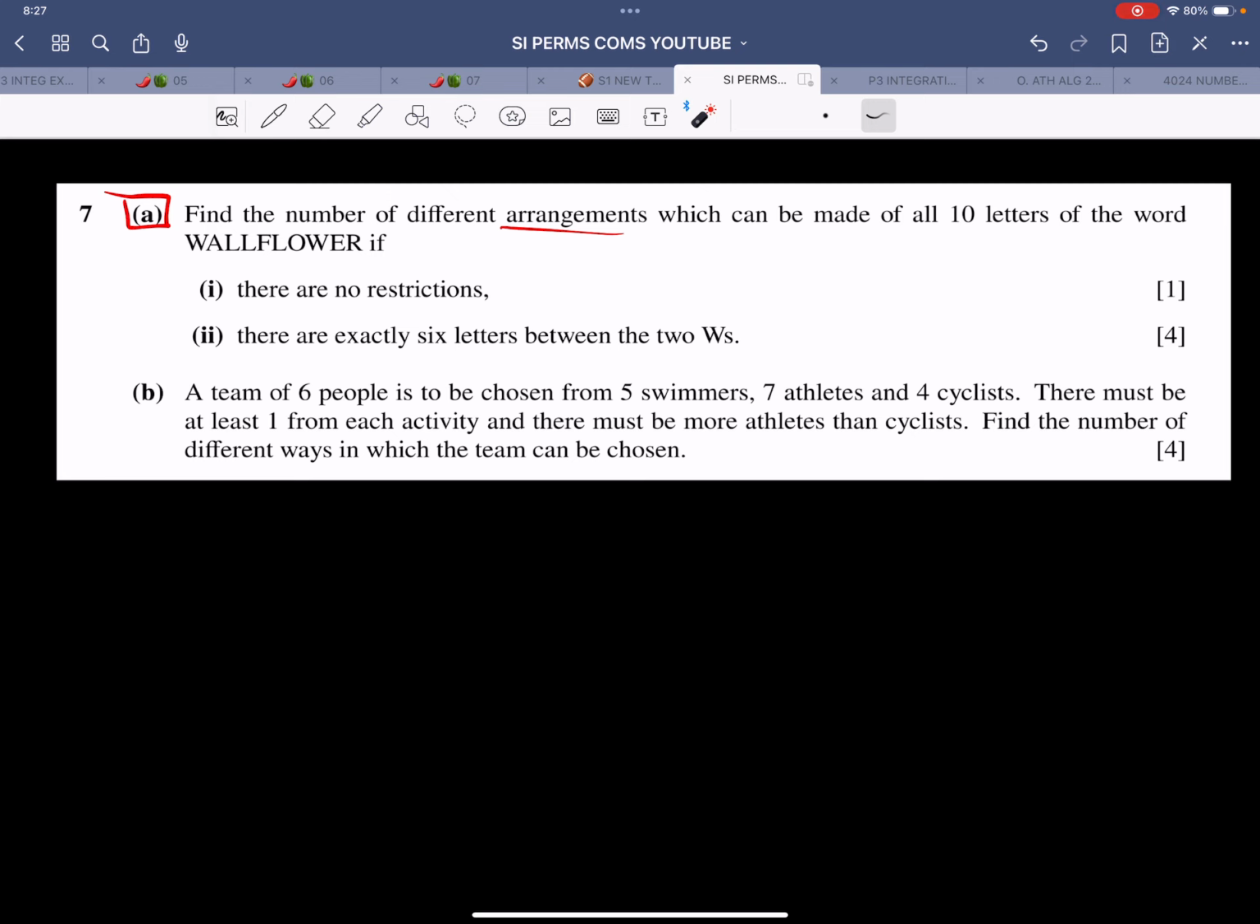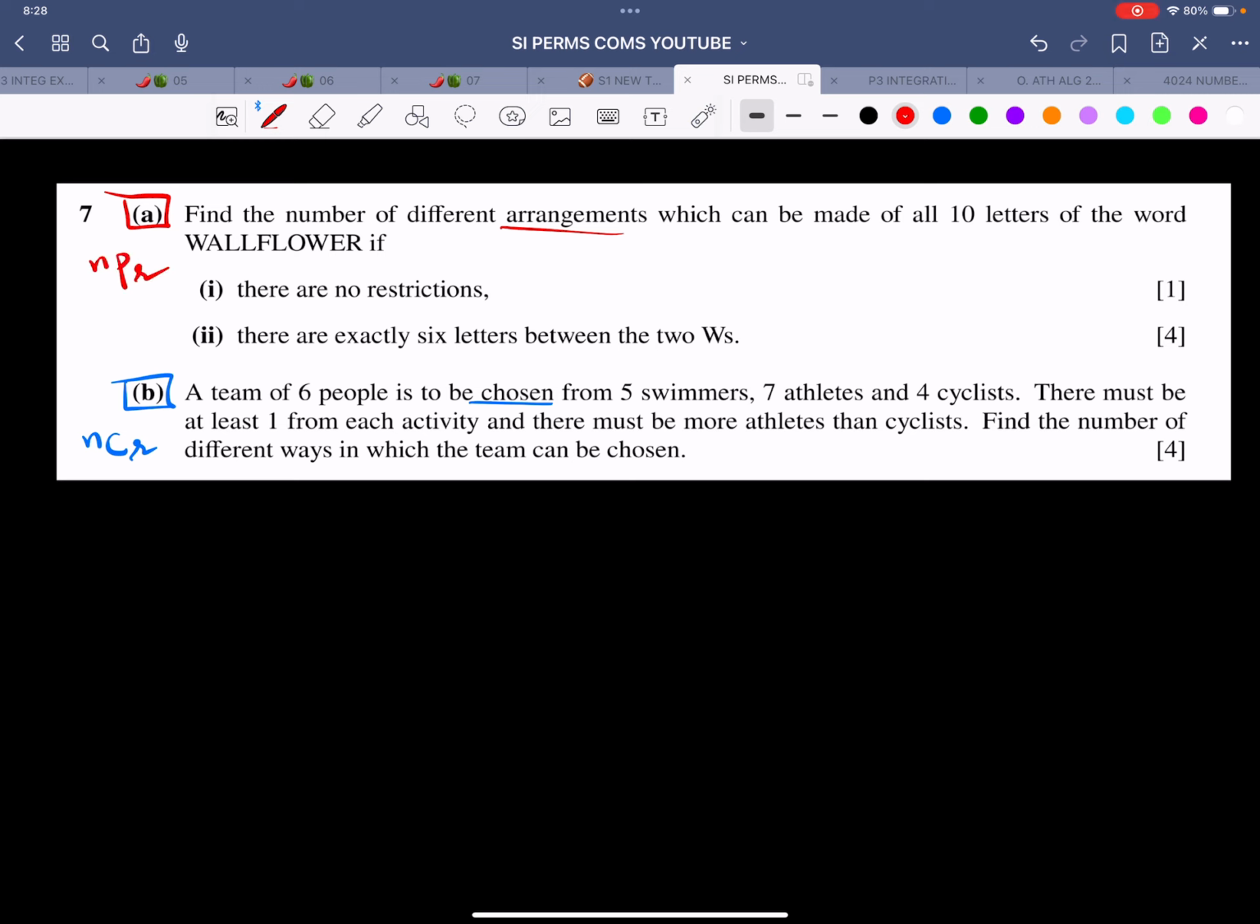Let's read the question. It says: find the number of different arrangements which can be made of all 10 letters of the word wallflower if there are no restrictions. Second part, there are exactly 6 letters between the two W's. So this is what I refer to as the first question, and the second question is actually part B, and this is about combination. So this would be nCr. We will do it on the next page, and the first part is about nPr, which is permutation.